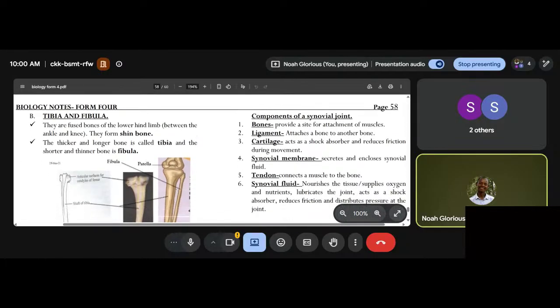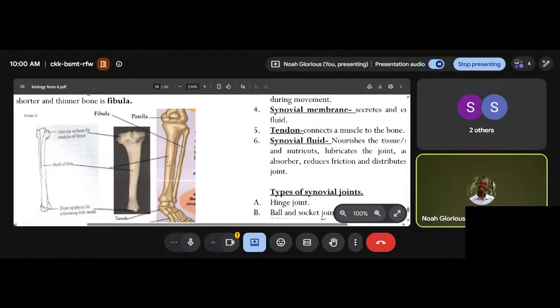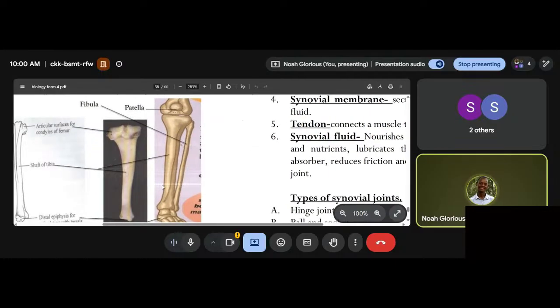You can also check out the tibia and fibula, which are related. You can see the tibia is also thicker, appears to be thicker here. I'm trying to zoom in. It appears thicker here and shorter, while this one appears to be thinner and taller.